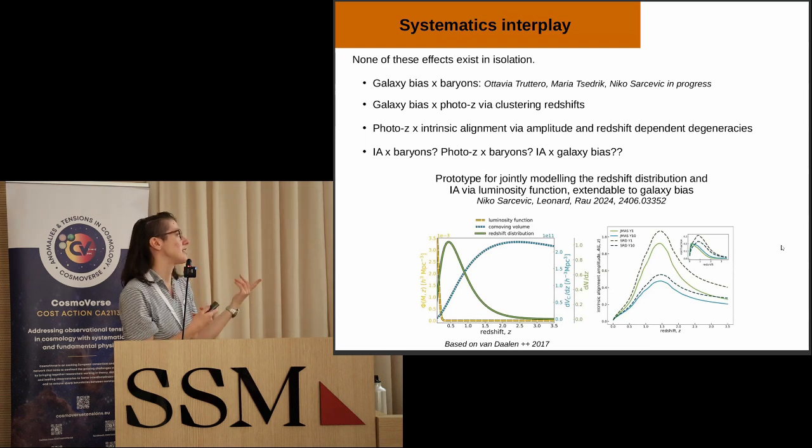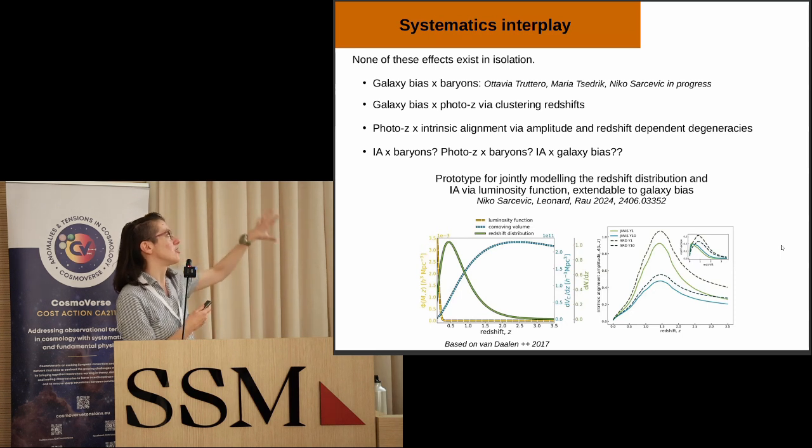This is just an example of one project that looked at this, which was trying to introduce a prototype for a joint model between the redshift distribution and the intrinsic alignment. Since they're in a magnitude limited survey, they should both depend on the luminosity function. So what if you introduce that as an underlying parameter? This was a DES project that came out last year. But there's a lot of work to do here as well, I would say.